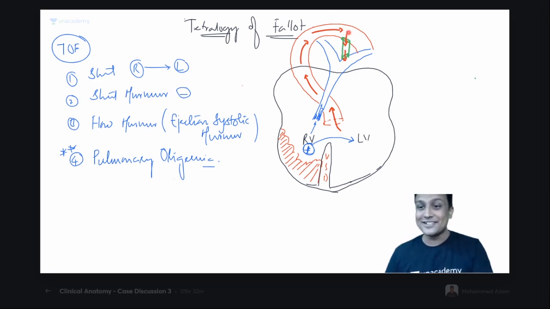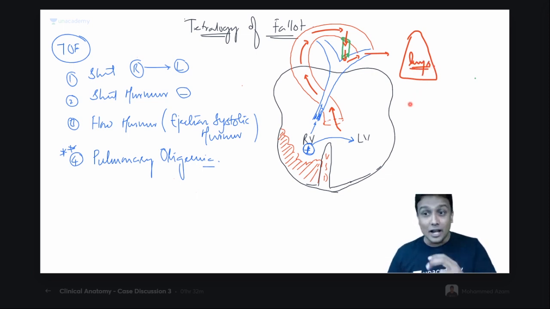There is more pressure in the aorta. That is why the blood coming from the left ventricle into the aorta goes via ductus arteriosus to the pulmonary artery, and from the pulmonary artery that blood will go to the lungs. And what will the lungs do? Lungs will oxygenate the blood, and that oxygenated blood will come to the left atrium, and from the left atrium it will go to the left ventricle.